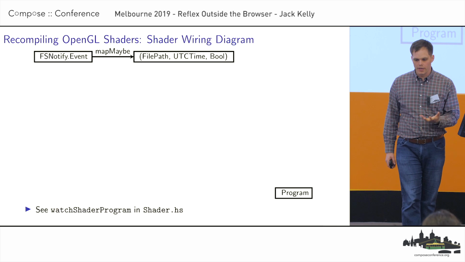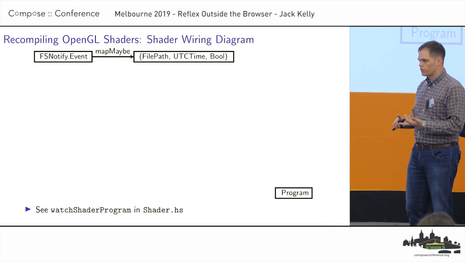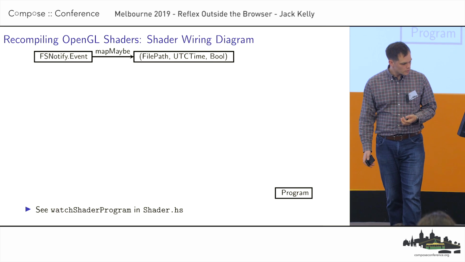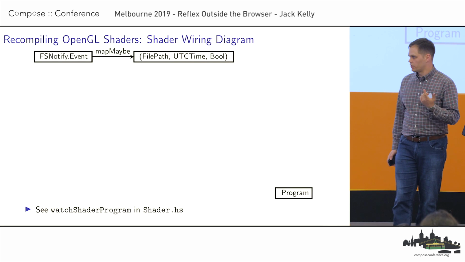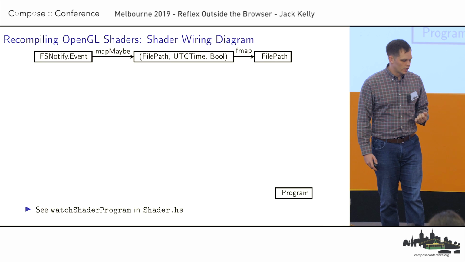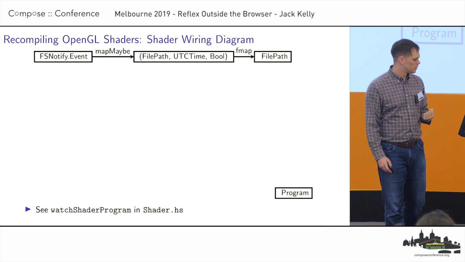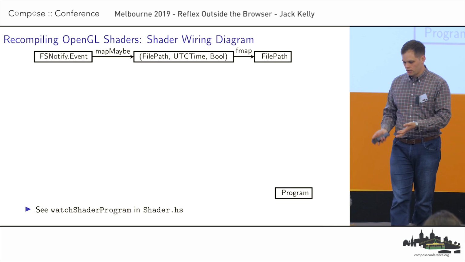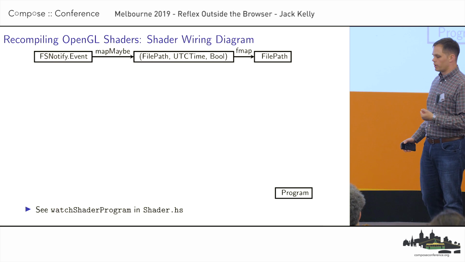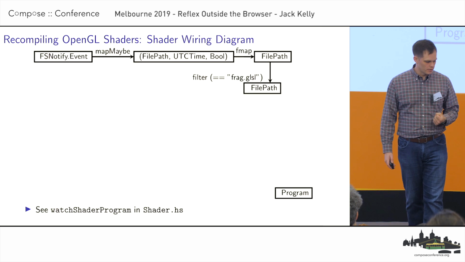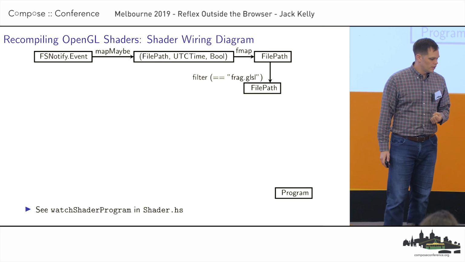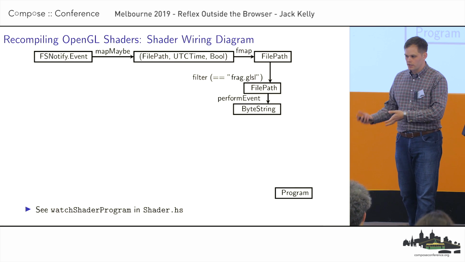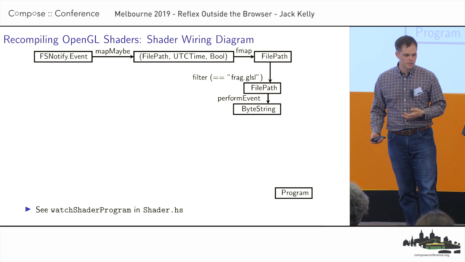So fsnotify events are filterable. The event type will talk about file creations, file deletions, file modifications. I'm only interested in modifications, so I can mapMaybe and drop all the others on the floor. I'm not interested in the modification time. I'm not interested in whether or not it's a directory. So I can just fmap that and pull out only the file path. Once I have that, I have an event of the names of files as they change in the directory. So I can now filter on that and just pull out the fragment shader. This is an event of file paths. If I want the contents, then I can performEvent over that. There's an event of byte strings of file contents as they change.